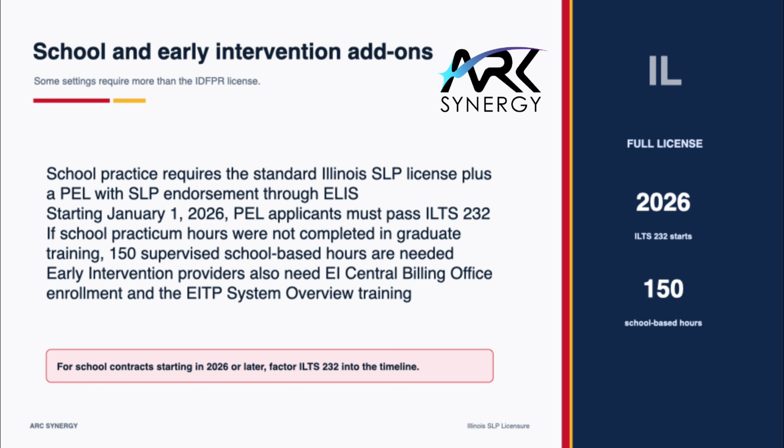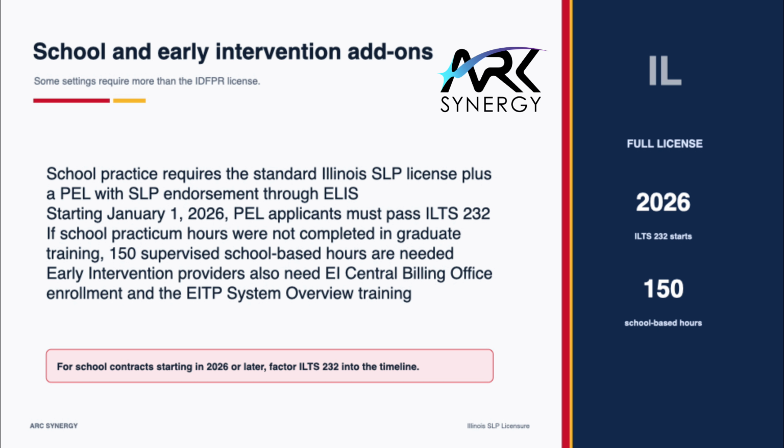Starting in January of this year, all applicants for the professional educator license must pass the Illinois Licensure Testing System exam, or ILTS 232, regardless of which pathway they use. This applies to reciprocity applicants, out-of-state program verifications, and Illinois-approved program completers. So no one is exempt from this exam requirement going forward.